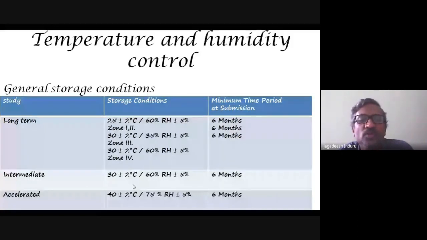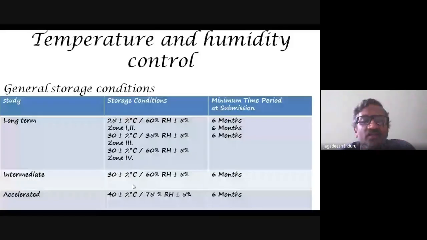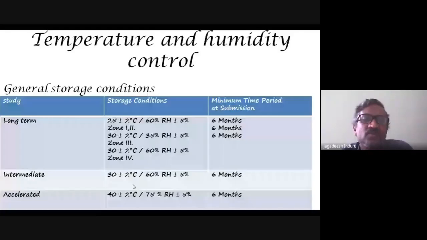For zone 4, the intermediate and long term are both the same. That is the reason you will have long term studies and accelerated studies. For the remaining zones, that is zones 1 to 3, we have long term, medium, that is intermediate, and accelerated stability. For that purpose, you are having 3 ovens. Each oven is set for the particular zone where you want to sell your product. You need to follow the temperature and RH.